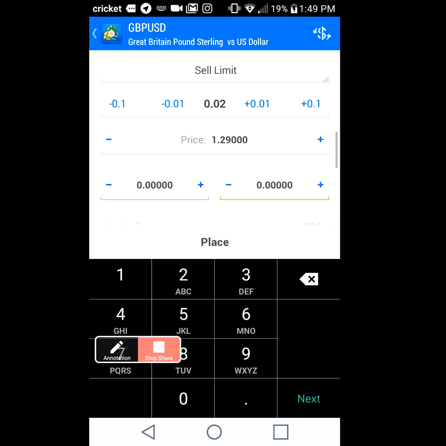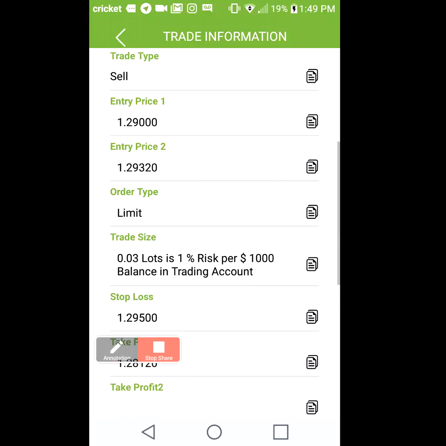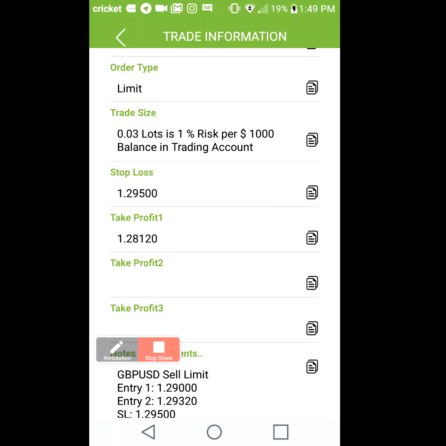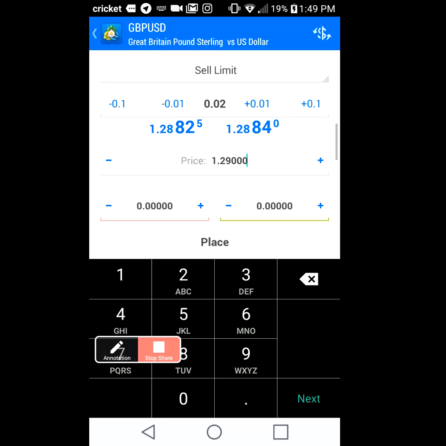Then I'm going to go out of here, back into Swipetrades. I'm going to get my stop loss, come out, go in. Red line on the Android means stop for your stop loss. On the iPhone, it's going to say stop loss. It's very simple on the iPhone. It says price, stop loss, take profit, all of it is right there. Come back out.